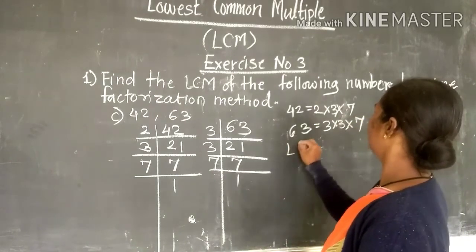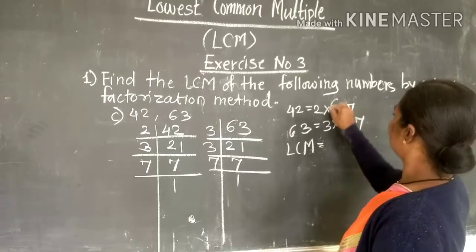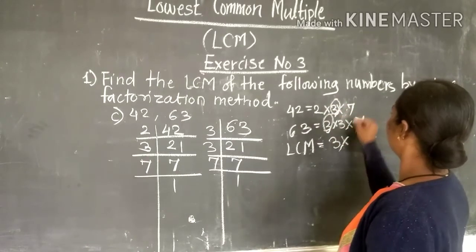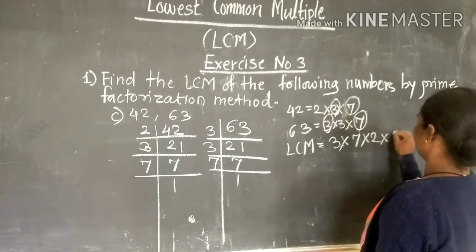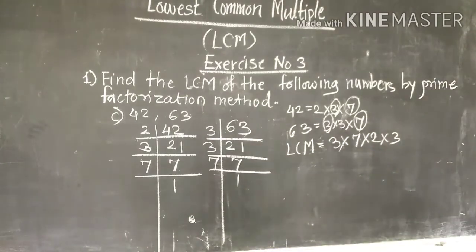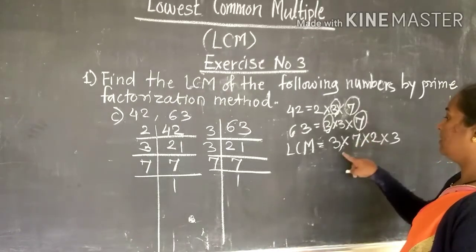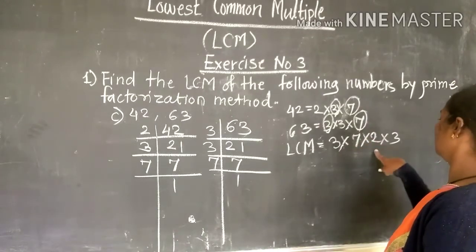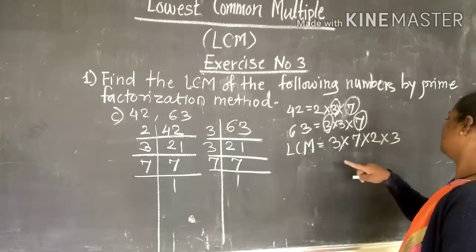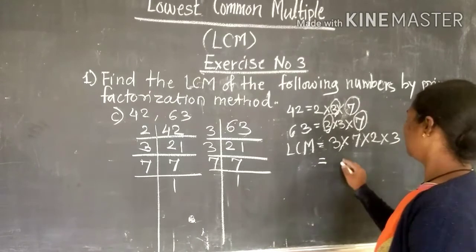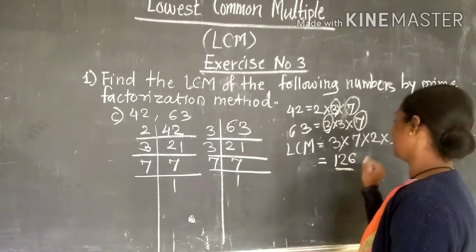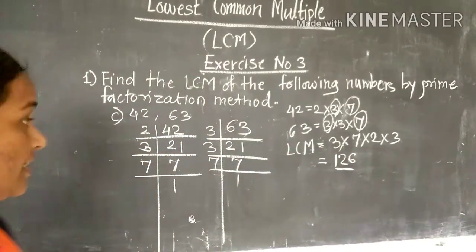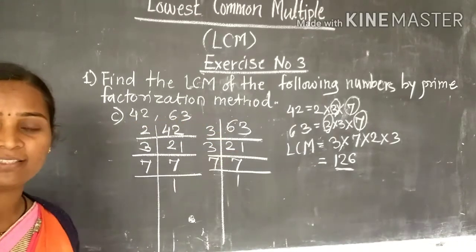Which are the common numbers that you have to write? First of all 3, then 7, and the remaining 2 into 3. Make the product. What will be the answer? 7 3s are 21, 21 into 2 is 42, and 42 into 3 must be 126. This is your LCM for the numbers 42 and 63.